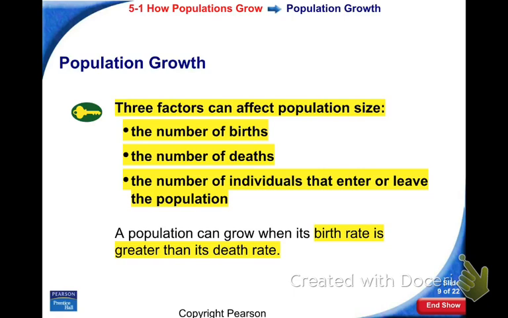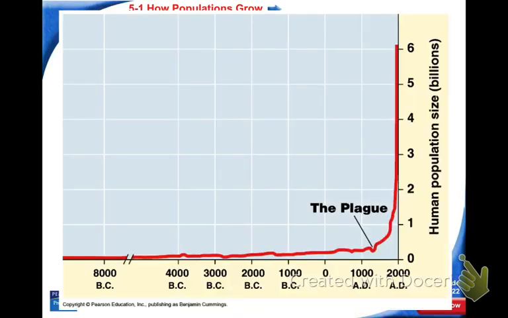So if the birth rate is going to be greater than the death rate, if more individuals are born in a species than die, then your population is going to increase. If we look at the human population throughout the history of mankind, it was pretty much stable, right? Little ups and downs here and there. Then we started to see an increase as we became more agricultural, as we stopped being hunters and gatherers and stayed put and farmed.